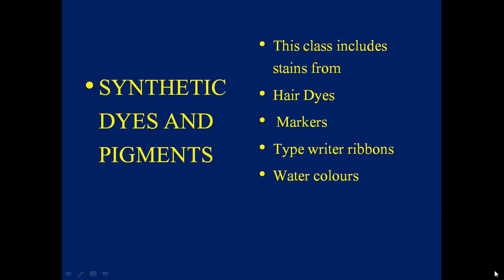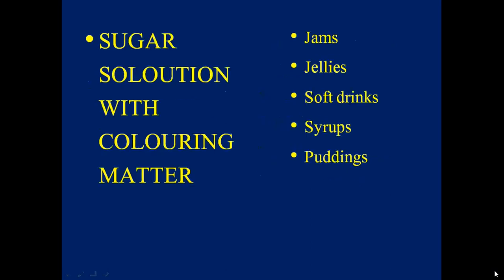Then synthetic dyes and pigments. This class includes stains like hair dyes, markers, typewriter ribbons, and watercolors. There are so many people who come in contact with hair dyes, markers, and typewriter ribbons all the time, and because of these stains they just throw away the uniforms. If you know how to remove the stains, you can use the proper chemicals, remove the stains, and reuse the cloth again and again. That is the overall advantage of the stain removal process. Instead of throwing or dumping all the clothes, you can reuse or recycle them.